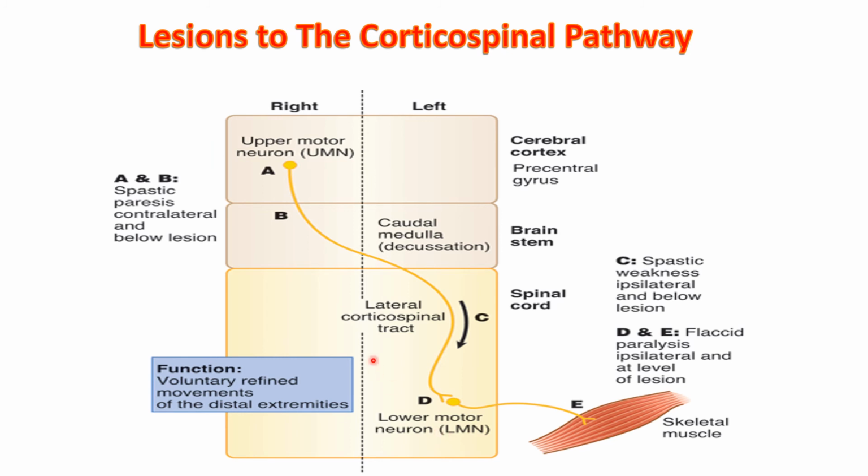Those effects are summarized here, where if there's damage in upper motor neurons in the brain or brainstem, there'd be spastic paresis, paralysis, contralateral, and below the lesion. If there's damage in the spinal cord, there'll be spastic weakness, ipsilateral, and below the lesion. At the site of damage, there would be flaccid paralysis, ipsilateral, at the level of the lesion.